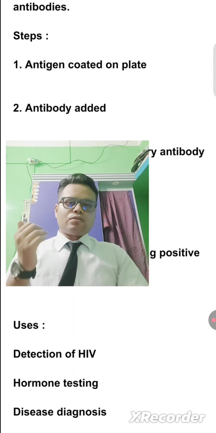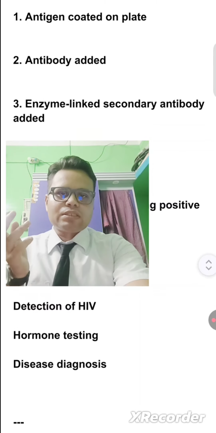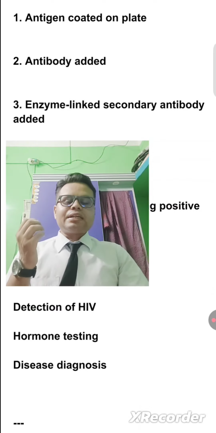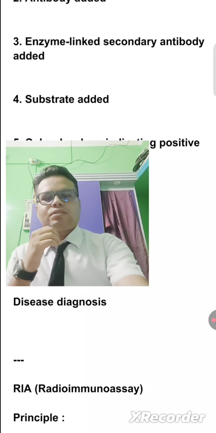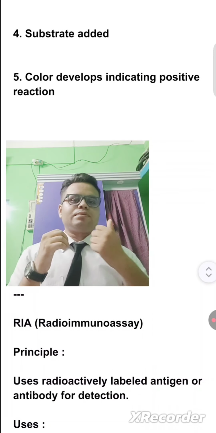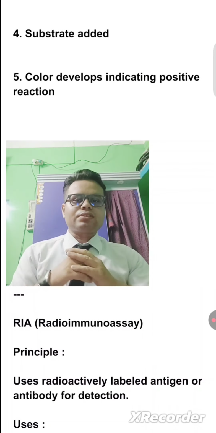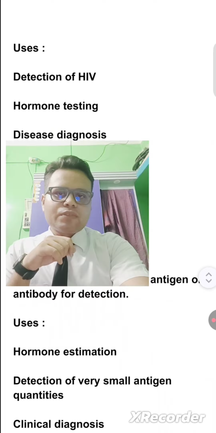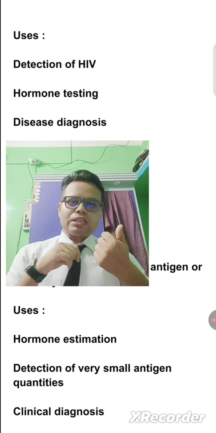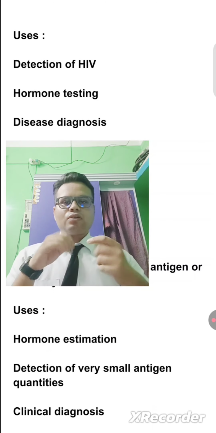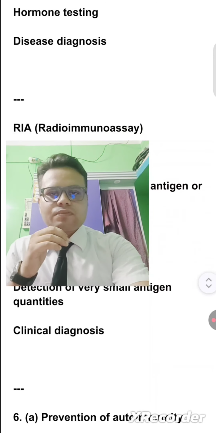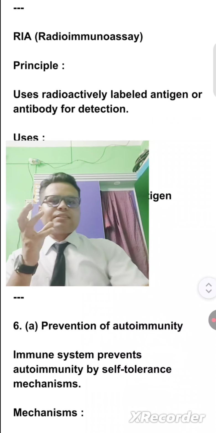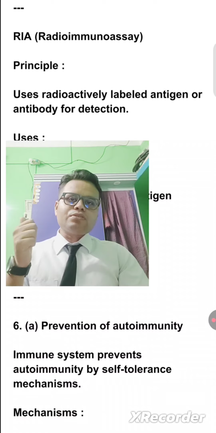First, antigen coated on plate. Second, antibody added. Third, enzyme linked secondary antibody added. Number 4, substrate added. Number 5, color develops indicating positive reaction. Okay. Next, uses: detection of HIV, first. Second, hormone testing. Third, disease diagnosis. Now RIA, that is known as radioimmunoassay.